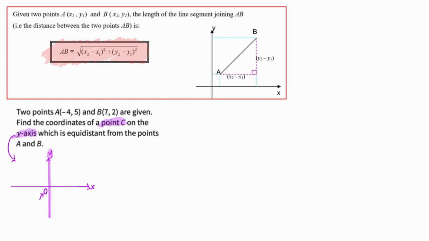Okay, so that is something that is very important, which we would have to write it down. We are going to let the point, we already know is 0 for x coordinate, but we do not know the y coordinates of this point C. So I'm going to let a letter or variable to denote this, h, for example. 0, h will be the coordinates of point C.